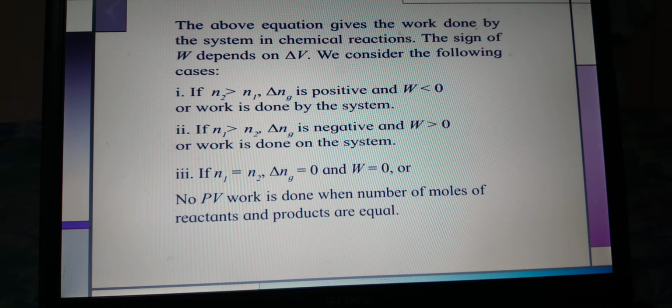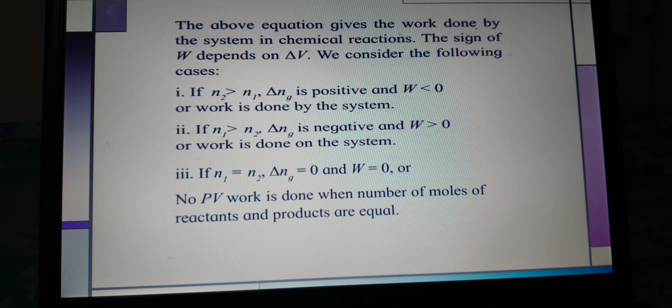The sign convention is the most important. W depends on delta V. There are different cases. If N2 is greater than N1, then delta Ng is positive and W is less than 0, meaning work is done by the system. If N1 is the greater, then delta Ng is negative, the value of W increases, and of course work is done on the system. Don't confuse the terms on the system and by the system. If the number of moles N1 and N2 are equal, the same value, then what do we get?